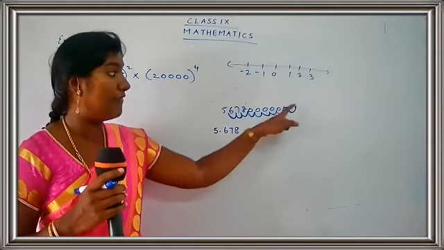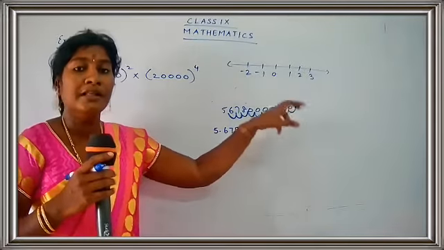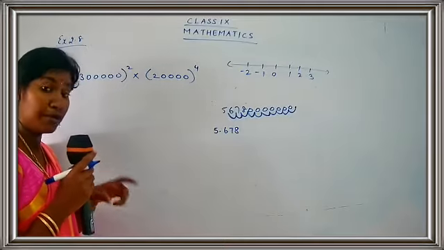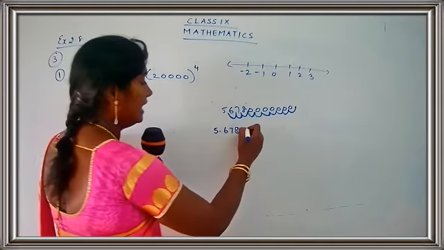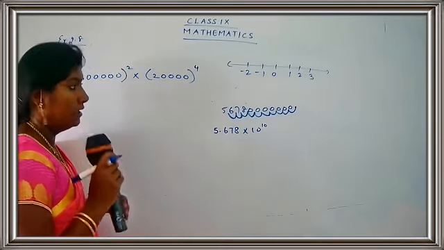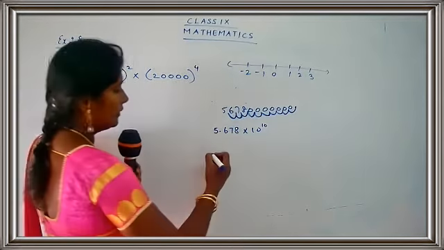Do not write the number 0, because there is no need of writing zeros. Okay, children, but if you have any number after 0, that means you have to consider 0. I'll just give you one more example. So now you will be writing 5.678 into 10 raised to 10. Getting my point, children? Clear? Okay, I'll give you one more example.